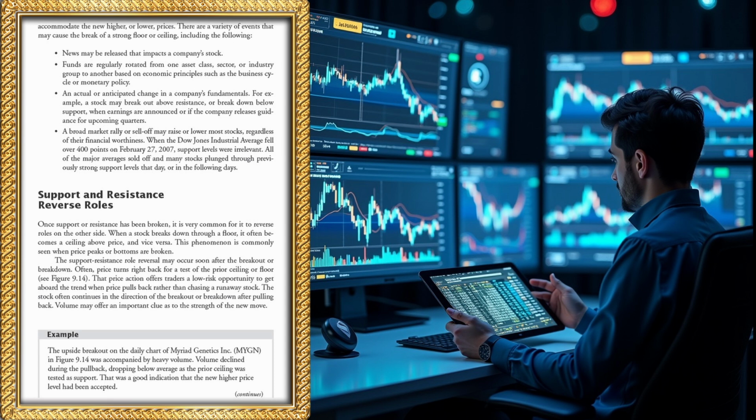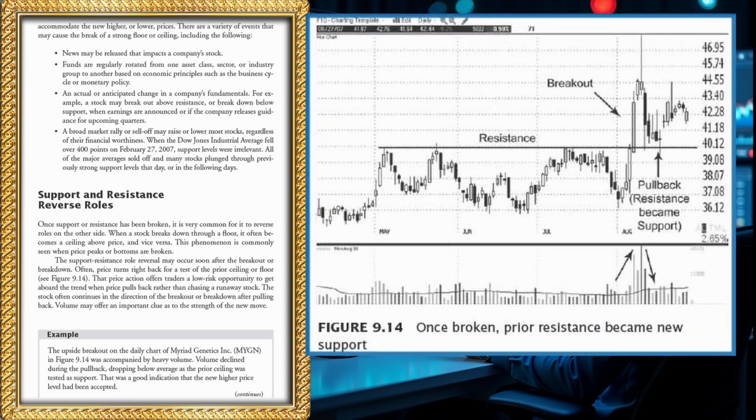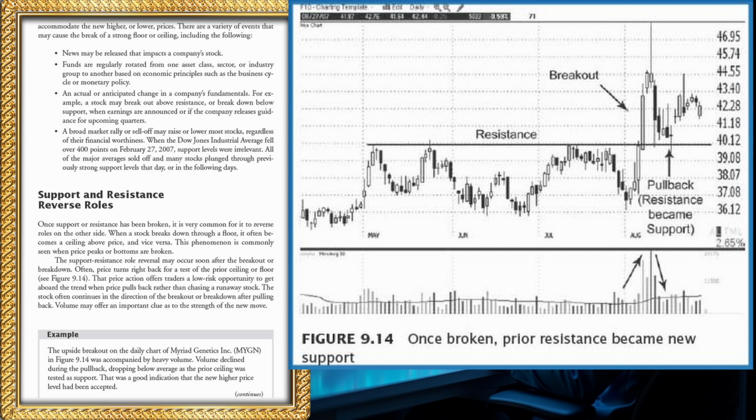Support and resistance reverse roles. Once support or resistance has been broken, it is very common for it to reverse roles on the other side. And when a stock breaks down through a floor, it often becomes a ceiling above price, and vice versa. This phenomenon is commonly seen when price peaks or bottoms are broken. The support-resistance role reversal may occur soon after the breakout or breakdown. Often, price turns right back for a test of the prior ceiling or floor. See Figure 9.14. That price action offers traders a low-risk opportunity to get aboard the trend when price pulls back, rather than chasing a runaway stock. The stock often continues in the direction of the breakout or breakdown after pulling back.